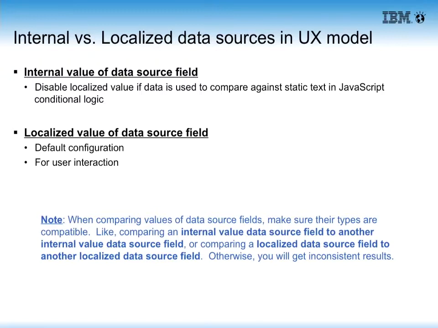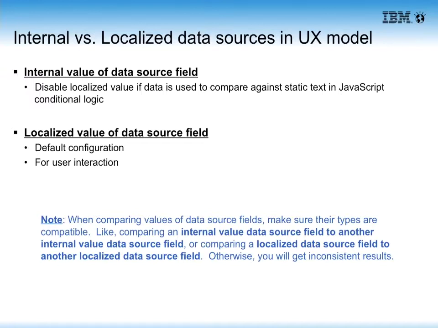So, internal data or localized data. When are we going to use internal versus localized? By default, when you add a data source field to your model record, the default configuration of that flag is the localized value, because it is assumed that this data source field, or the data of this source field, will be shown to the user and will be used in the view for user interaction.